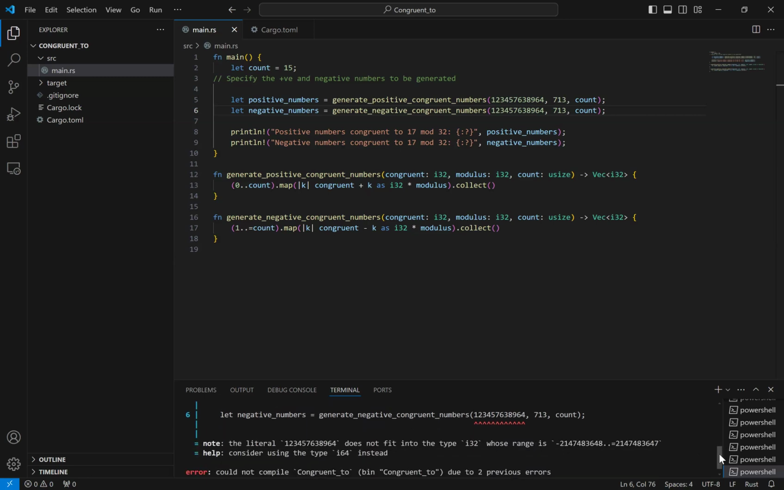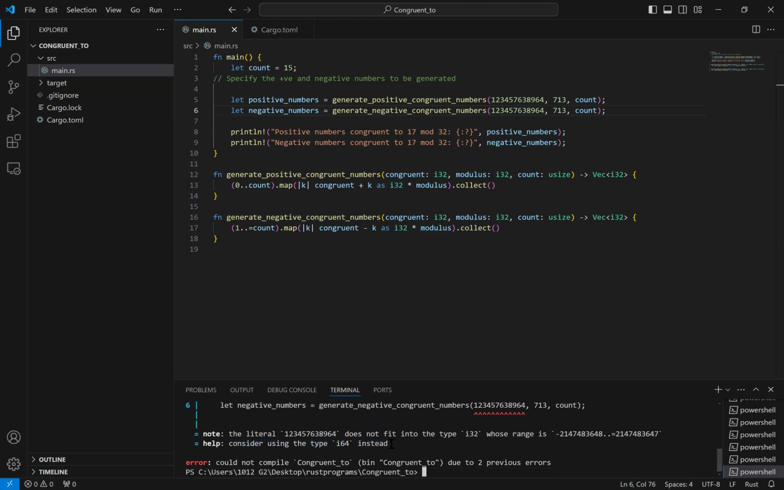Let's try to increase to, in fact, it has said something here: consider using type I64 instead. Sometimes you get advice from this. It gives the error and then it advises you what you could try doing. Let's try what it has just said. At this point we want to change to I64. Then also change here. If it refuses, we move further. We want the number that is given also to be I64.